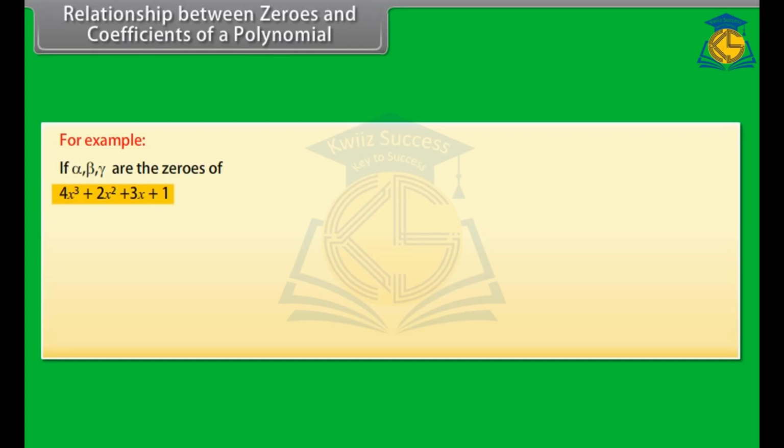plus 1, then alpha plus beta plus gamma is equal to minus 2 upon 4. Alpha beta plus beta gamma plus alpha gamma is equal to 3 upon 4. Alpha beta gamma is equal to minus 1 upon 4.